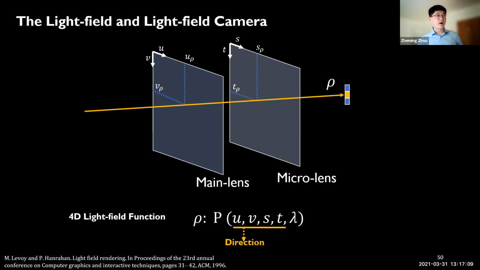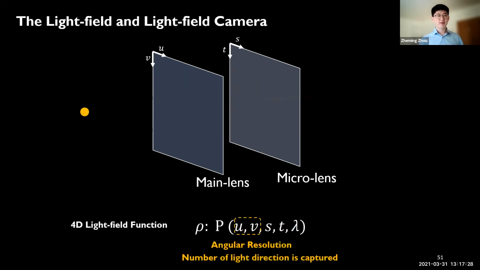The first four variables, u, v, s, t, describe the direction information of the light ray, and lambda describes the intensity, or what we call the frequency, of the light ray. In robotics applications, we normally use the RGB three channels to describe the light ray. Notably, since there are two planes describing the direction information, the different planes have their own meaning and resolution in the physical light field camera.